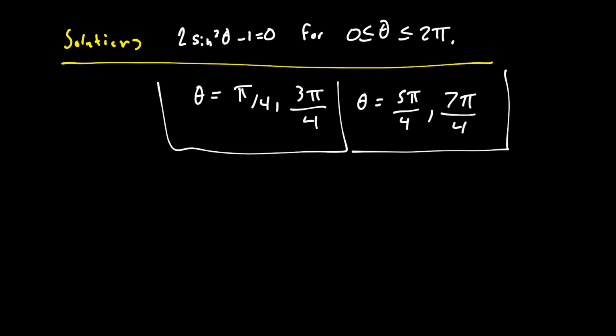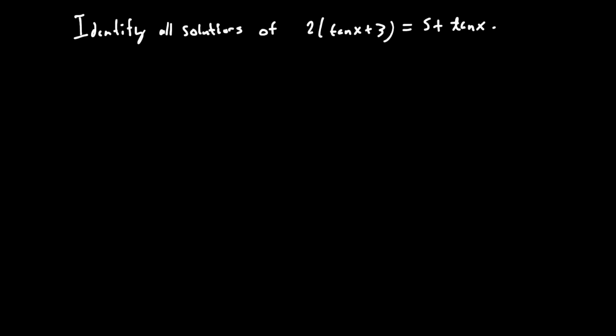Let's look at one more example in this video. And in this example, we want to identify all solutions of the trig equation 2 times tan x plus 3 is equal to 5 plus tan x. The first step is we want to isolate our tan x's on one side. So multiply out our 2 on the left-hand side and we'll get 2 tan x plus 6 is equal to 5 plus tan x. Subtract the tan x from both sides and subtract the 6 from both sides. This gives us tan x is equal to negative 1.